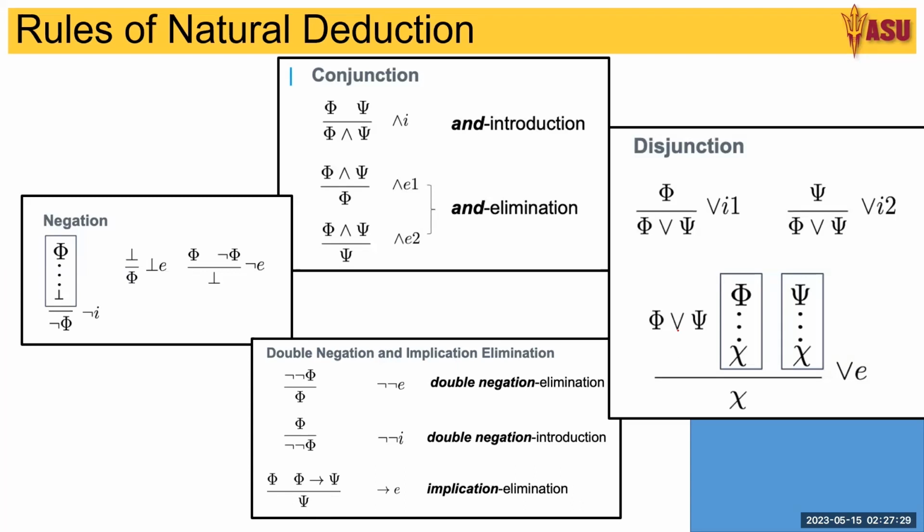So the first is that of conjunction. Given two formulas phi and psi, then you can conclude phi and psi. Given phi and psi is true, either you can assume phi is true or psi is true, and those are the elimination rules.